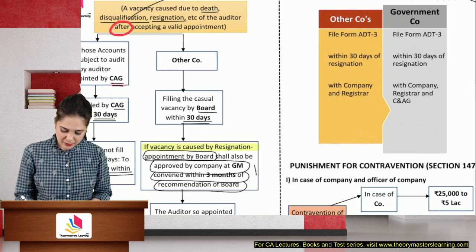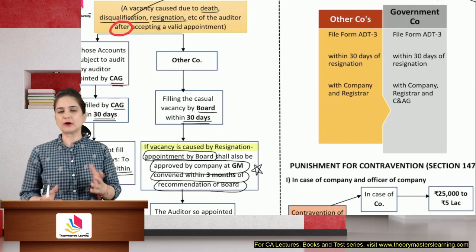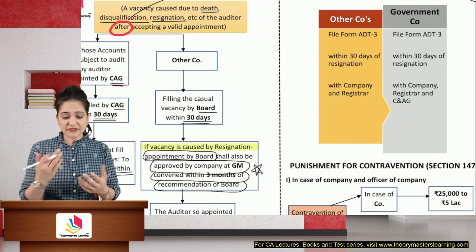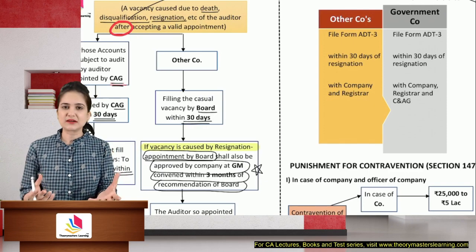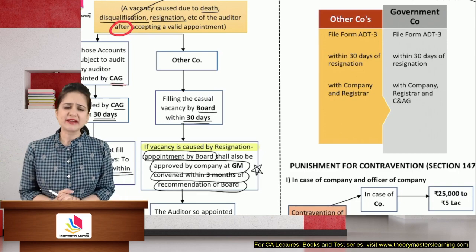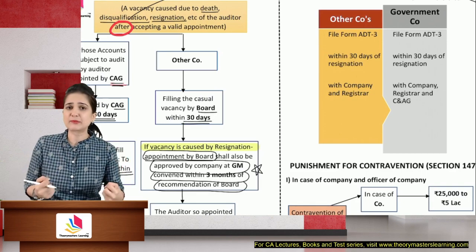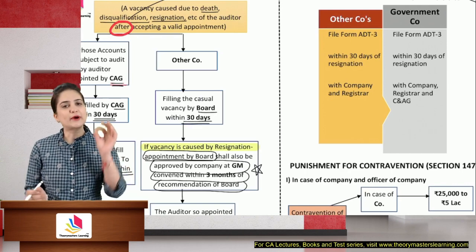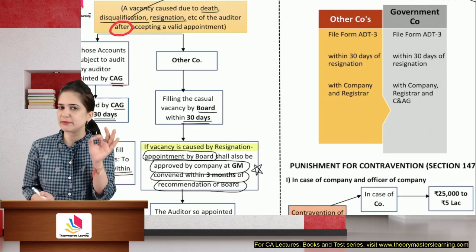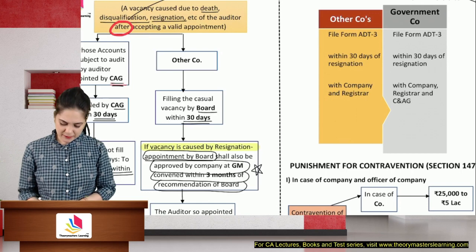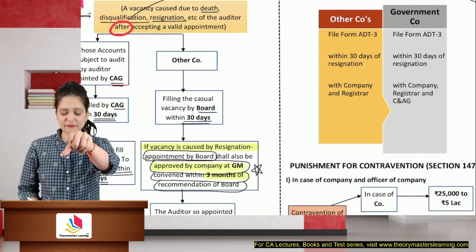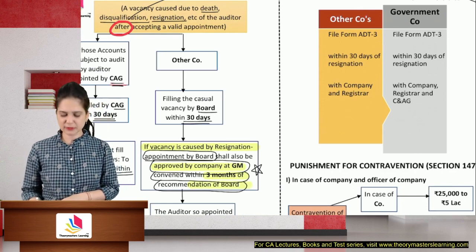This is important for exam students. Now, in case the casual vacancy is created by resignation, we would like to know the reason for resignation by the auditor. Why, after accepting a valid appointment, are you resigning? What is the reason? So although the appointment filling the casual vacancy will be by the board, it will have to be approved by the company in the general meeting, which will be convened within 3 months of recommendation by the board.